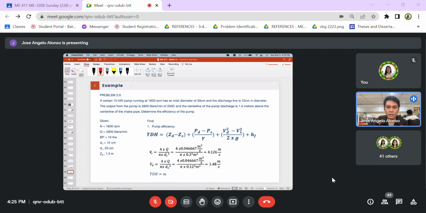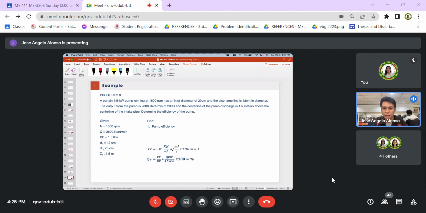Then let's just substitute the values and calculate for the total dynamic head. Don't forget to include the 1.5 meters in the difference sa ating elevation head. So our total dynamic head will be in meters and the value is 2.256 meters. However, hindi pa yun ang tinatanong. Ang hinahanap sa problem is the pump efficiency.